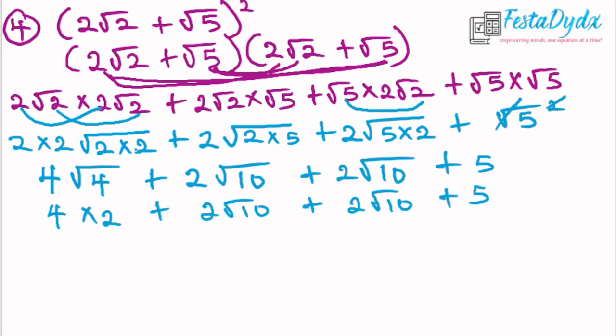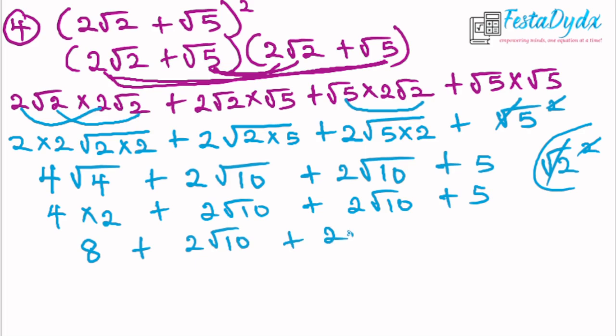So for this 2 times 2, you can actually apply this method here, whereby you say root 2 squared is 2 times 2. So square cancels square root will give us 2. So that way you will get root 2 times 2 is equal to 2. So that aside, 4 times 2 gives us 8 plus 2 root 10 plus 2 root 10 plus 5.